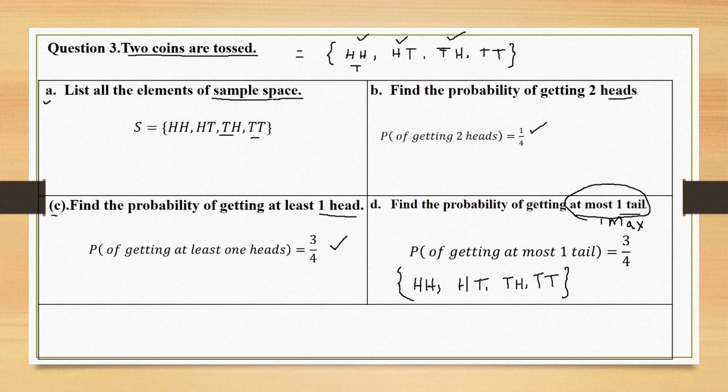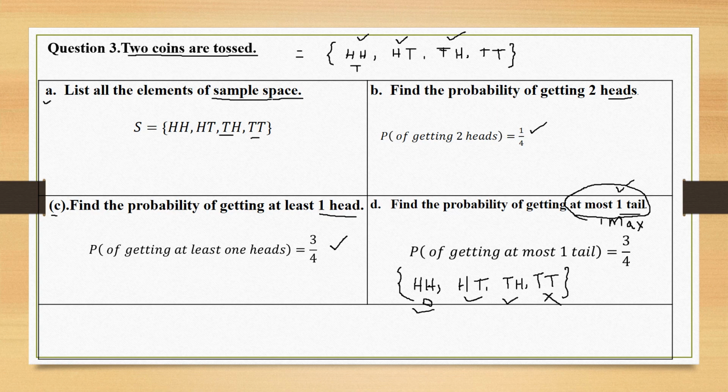Okay, so here we have more than one head, we have two tails, so it will not be accepted. Here we have one tail, it's also okay, and here we have zero tails, so we will take it all. So we will take these three outcomes, because 0 is less than 1. This is at most one head. Maximum we have one head.